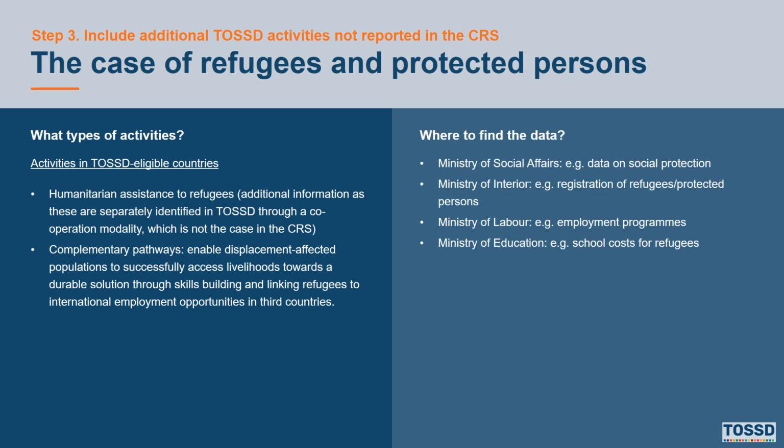Providers could find additional TOSSD data, for example, at the Ministry of Social Affairs, that might have data on social protection. Another possibility to gather more data might also be to reach out to the Ministry of Interior for the registration of refugees and protected persons, the Ministry of Labour for data on employment programs, or finally the Ministry of Education for data on school costs for refugees.